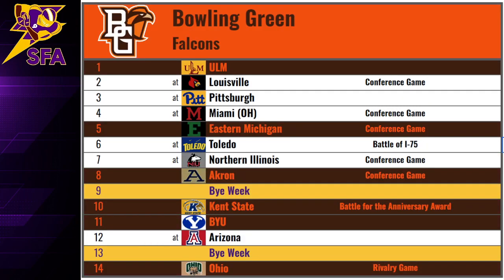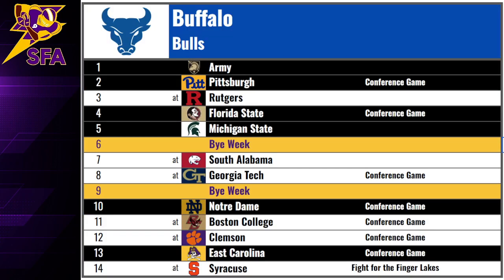Now let's take a look at Bowling Green: ULM, Pittsburgh. You've got BYU in Arizona. So Arizona getting Bowling Green. That's an easy one. All right, now we've got Buffalo. First year without Coach Pinhead. Start out with Army. Then they also have Rutgers on the schedule, so pretty easy there. South Alabama, and also Michigan State. Okay, pretty easy non-conference here for Buffalo this year.